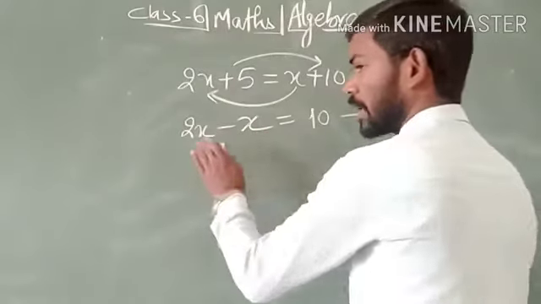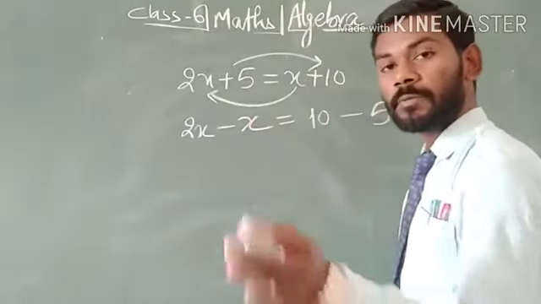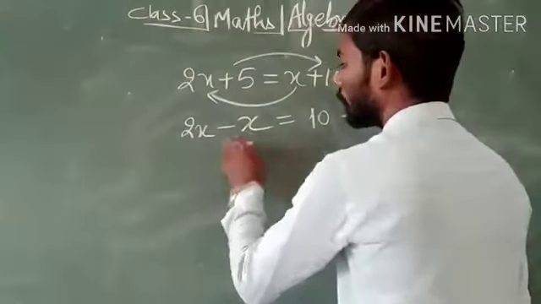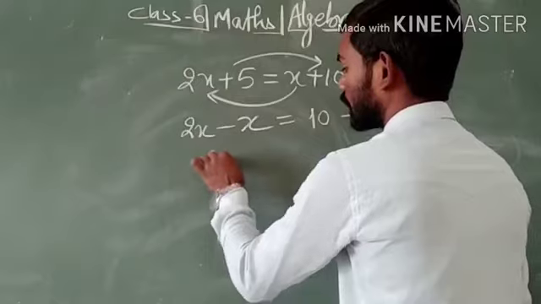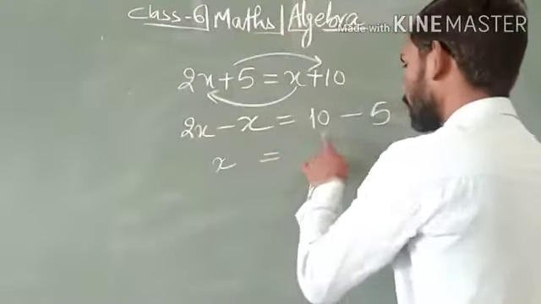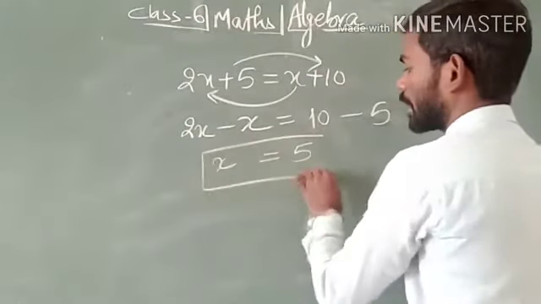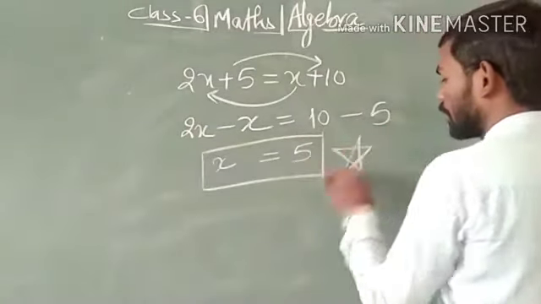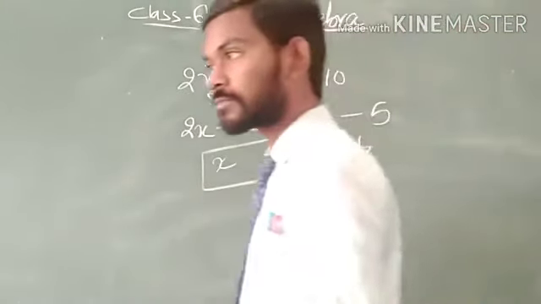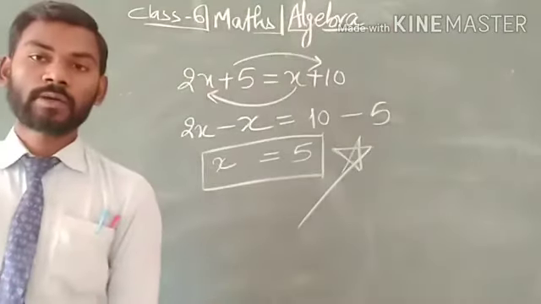Here both are the same species, therefore they will be subtracted, and hence we get 2x minus x is equal to x, and this will be equal to 10 minus 5, which is equal to 5, and hence we get our required result. Okay, student, I hope it is clear to everyone.